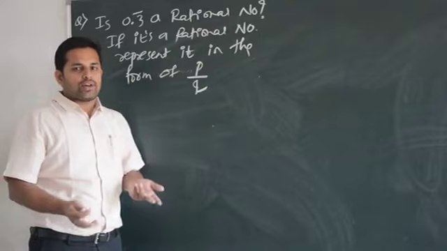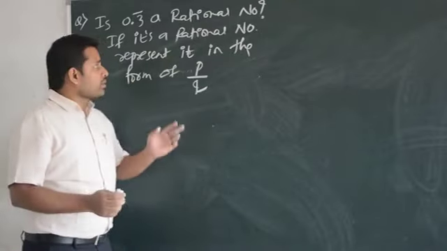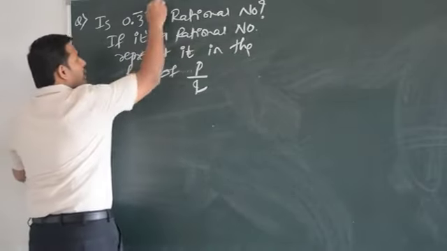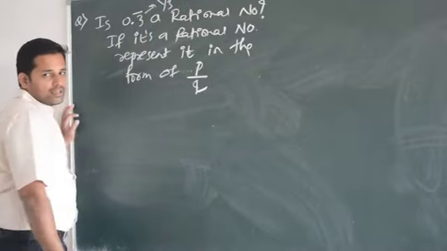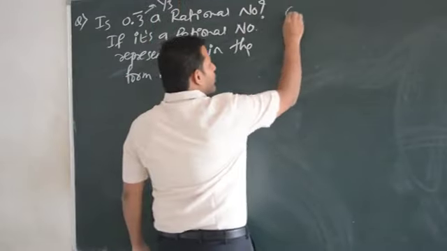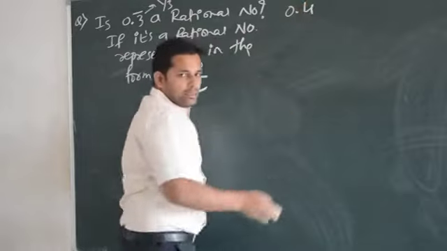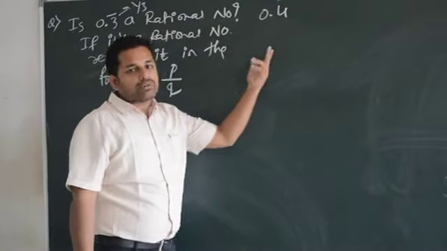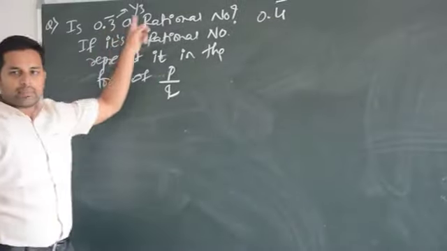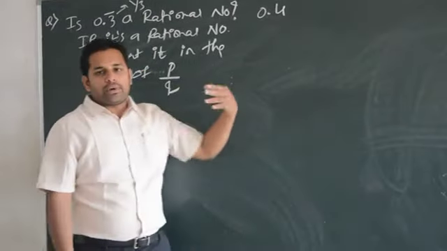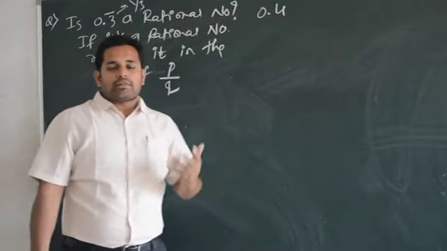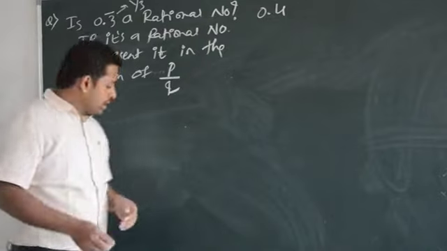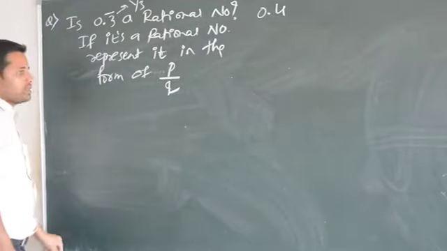Now, very important question. Are you getting my point? 0.3 bar I know is 1 by 3, but how will it come directly? If I ask you 0.4 bar, can you represent it in the form of p by q directly? Not possible, no? You have to follow certain steps to do this.